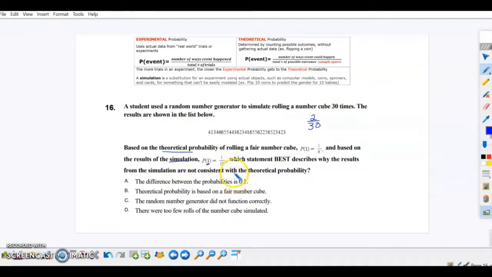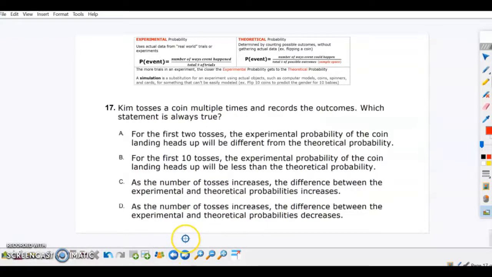So why do you think that they were not consistent? This would be that there were too few rolls of the number cube. So if they would have done this a ton of times, if they would have rolled the cube 1,000 times, it probably would have been a lot closer to 1/6. You would probably get a 1 a lot more. So the more trials, the closer the experimental gets to the theoretical probability.